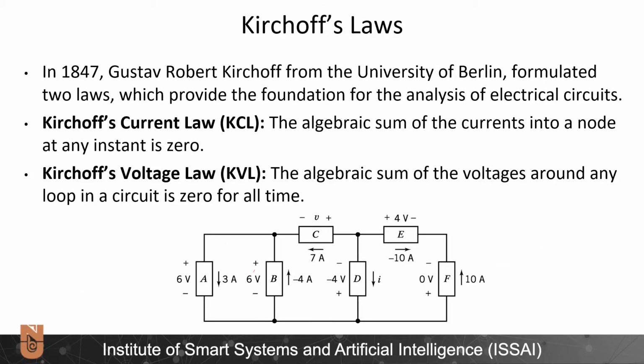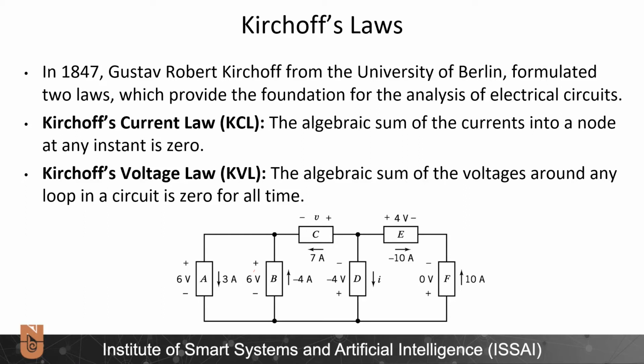In 1847, Kirchhoff from the University of Berlin formulated two laws which are now the foundation of electrical circuit analysis. The first one is Kirchhoff's current law, which states that the algebraic sum of the currents into a node at any instant is zero. The second one is Kirchhoff's voltage law: the algebraic sum of the voltages around any loop in a circuit is zero for all time. Let's see how Kirchhoff's current law and Kirchhoff's voltage law work.